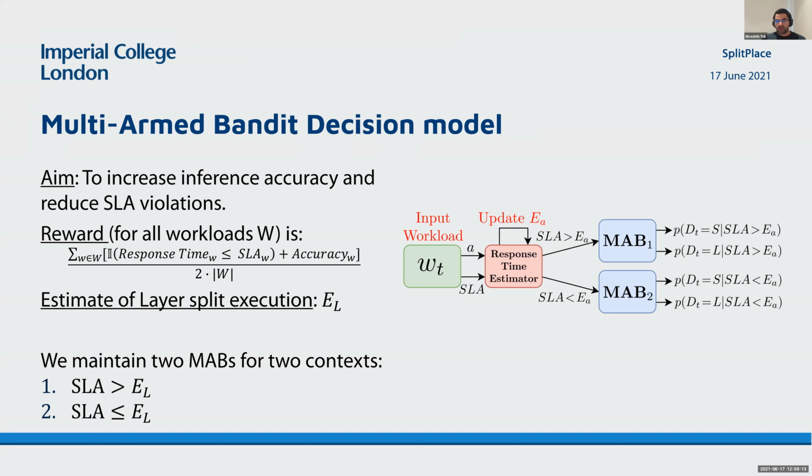We cannot reduce the response time of the semantic split decision. What we can do is to reduce the response time when we are choosing a layer split decision by changing our decision to a semantic split, just because semantic split is usually faster. And that is why it is important that we estimate how much time it will take for a layer decision to execute. And that is what this EL here is. And if the SLA deadline is more than this response time estimate of the layer decision, then we have a higher probability of choosing one decision over the other. And when this SLA deadline is lower, then we have a higher probability of choosing the other decision, which is the layer decision here. So if your workload dynamics are changing, then you have to continuously revise your estimate.